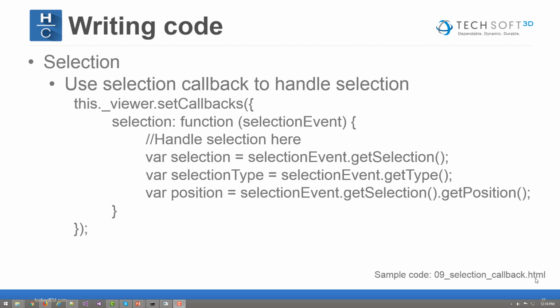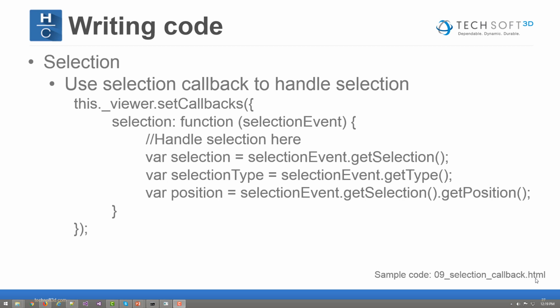A couple things to note about this selection callback is it can happen in a number of ways. It can happen from the user performing a click. That's the most common, click or touch on a part, okay? Or it can happen from a programmatic action.